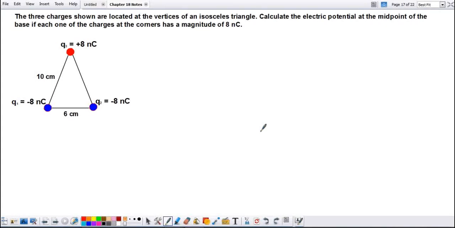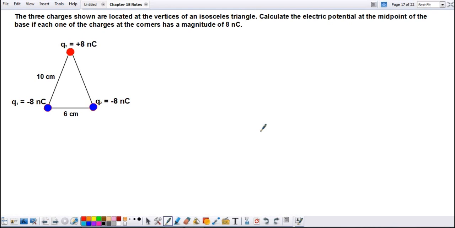The three charges shown are located at the vertices of an isosceles triangle. Calculate the electric potential at the midpoint of the base if each one of the charges at the corners has a magnitude of 8 nanocoulombs.